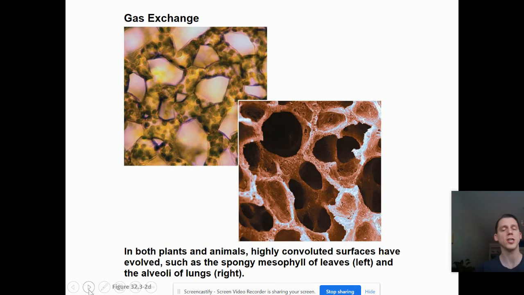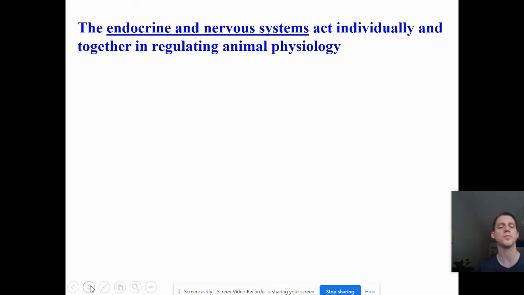And then gas exchange. Both plants and animals need to exchange gases. Here we have the mesophyll of a leaf, so it's like the spongy inner part of a leaf, and these cells have all of these open spaces like a sponge to trap air. Specifically, it's a place for carbon dioxide to get trapped so it can go into the plant. In the same way, our lungs have open spaces to trap air, oxygen, and to let carbon dioxide out. So similar adaptations to similar problems.